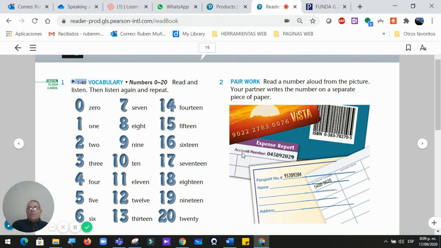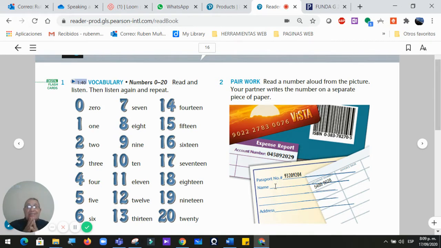So now, what is your account number? My account number is 0458920 29. What is your passport number? My passport number is 93209204.